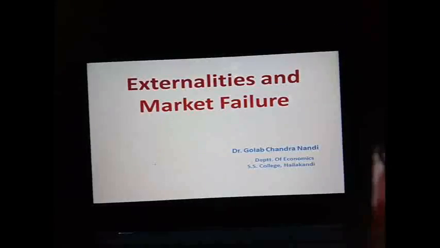So, dear friends, today we shall discuss externalities, their different types, and the presence of externality. How does it make the market fail to fix the efficient quantity? That is called market failure. Before discussing externalities, first we have to understand what market failure exactly is.